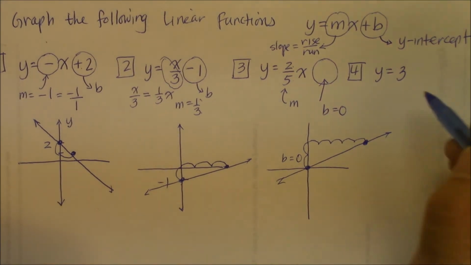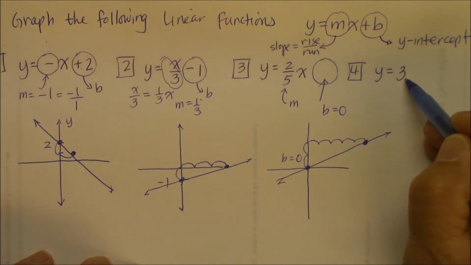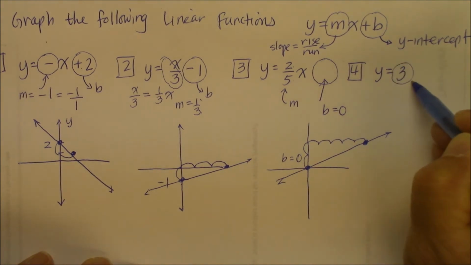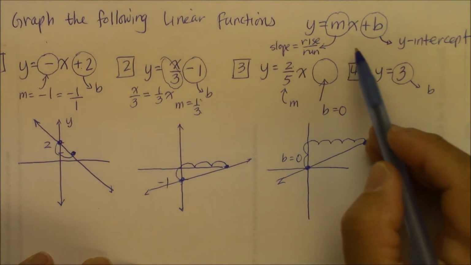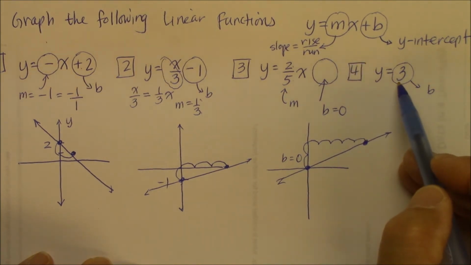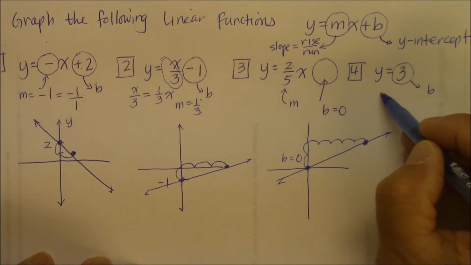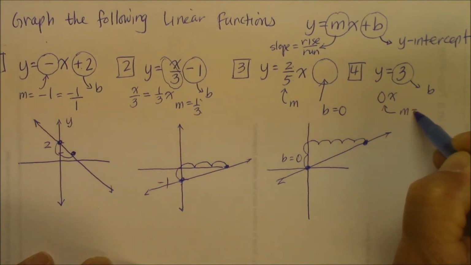And now the last one. Now there's something really missing on this one. There's a number, a constant, which looks like it should be the b. And in fact, it is. The 3 is recognized as being the y-intercept, the b. But then where's the slope? Where's the x? Well, there is no x. Or sometimes if there is nothing, you could say it is 0x. So in fact, the slope is 0.